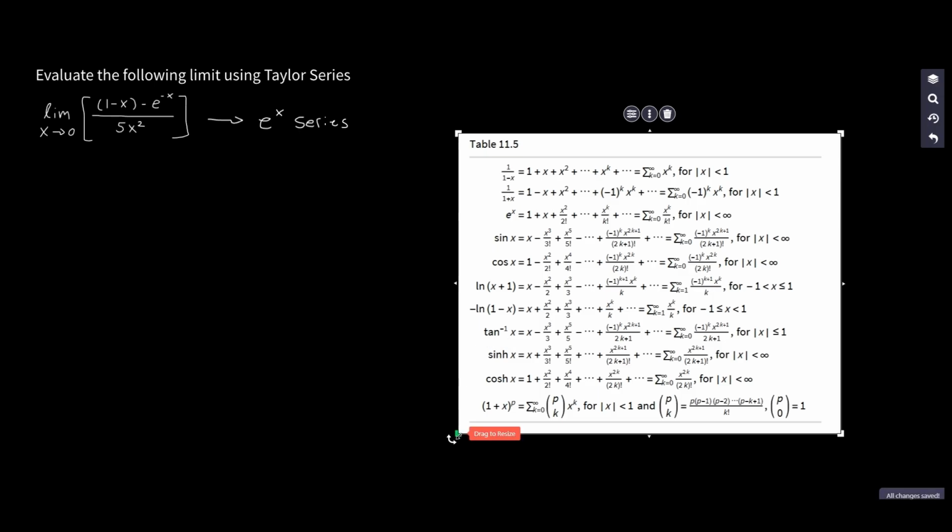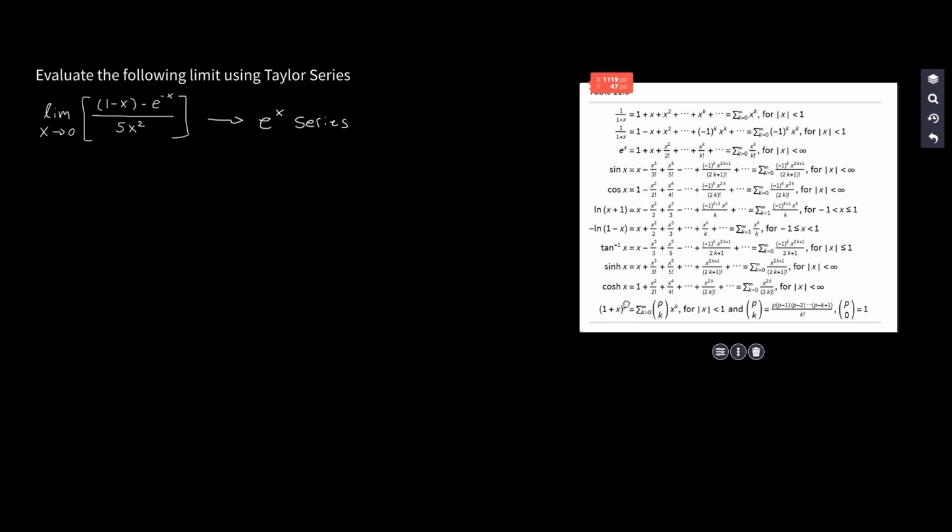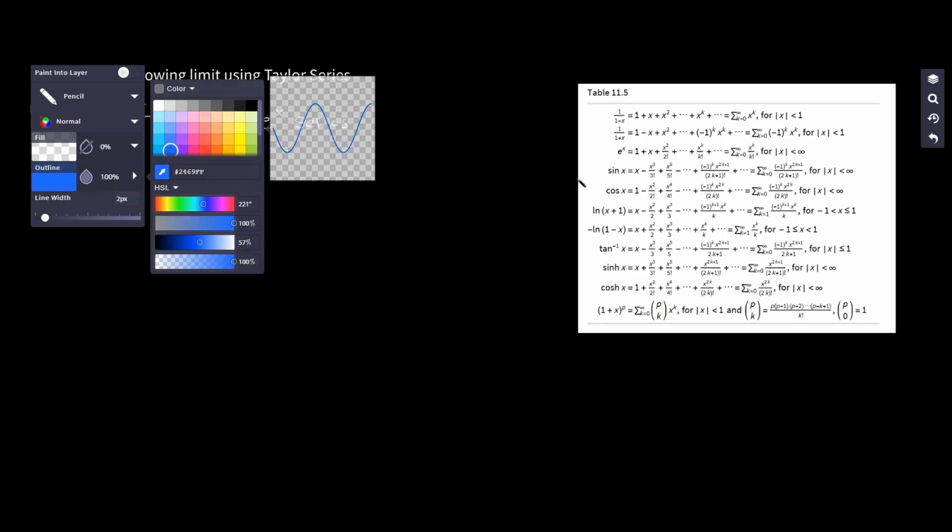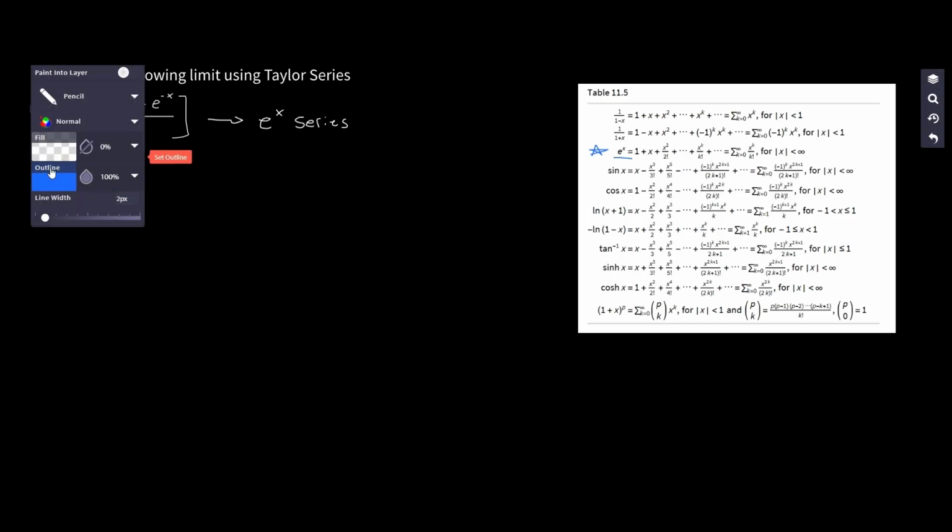So we're going to look at this table. This is centered at 0, as this is a Maclaurin series. We've got e raised to the power of x right here in table 11.5, and we can see the Taylor series for e raised to the power of x. It's the standard Maclaurin series, and it looks like it goes like this.